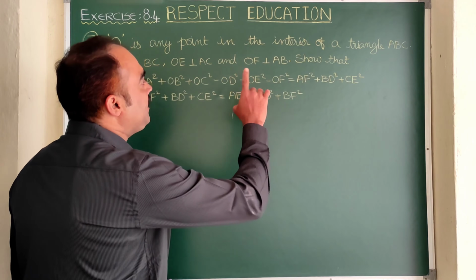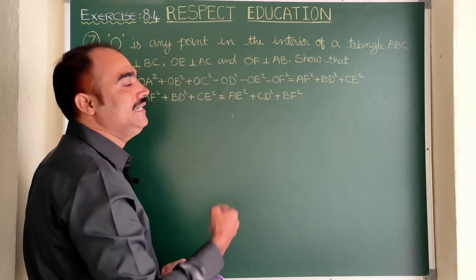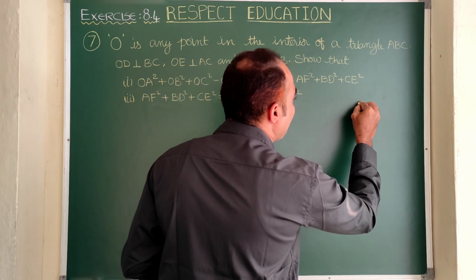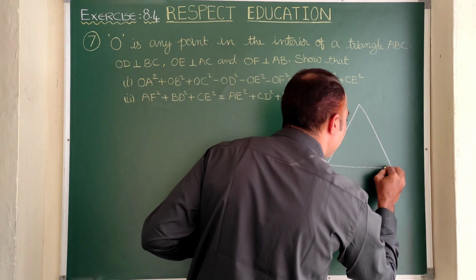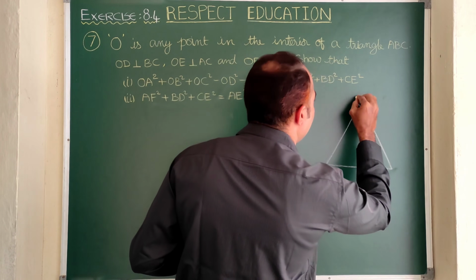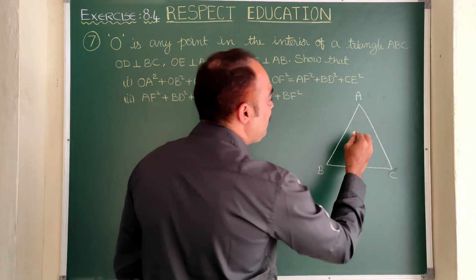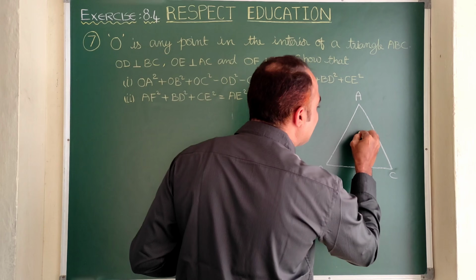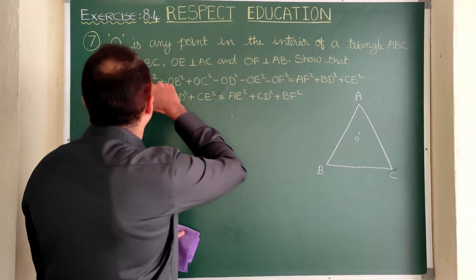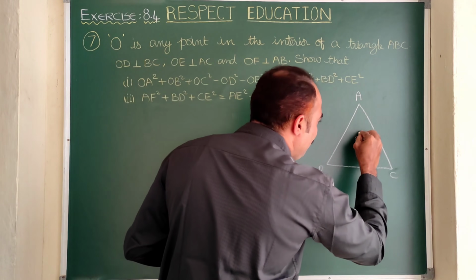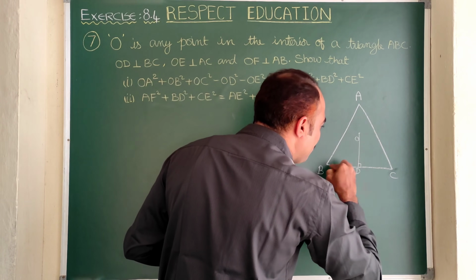First of all, we need to draw a triangle ABC in which O is any point in its interior. So here let us draw a triangle ABC. I am taking these vertices as A, B and C. So here O is any point inside the triangle. Here I am taking O. This is O. Right? Now here OD is perpendicular to BC. From O here let us draw one perpendicular. That is OD. OD is perpendicular to BC.